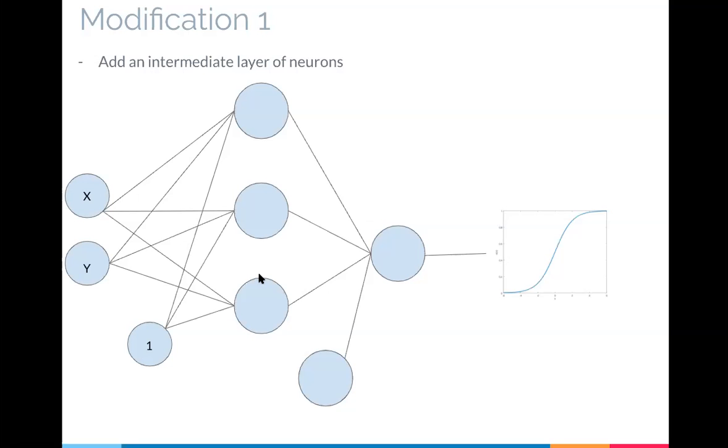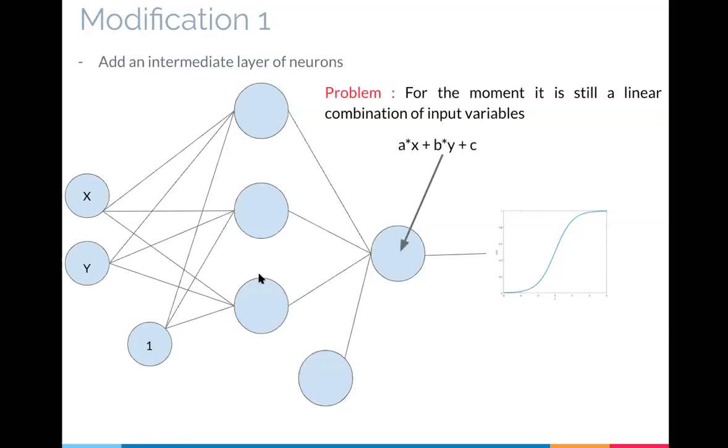And so what you want to say to me is that, yes, but for the moment, it is still a linear combination of input variables, because here it will actually be a linear combination of these input variables, and here it will be a linear combination of the linear combination.